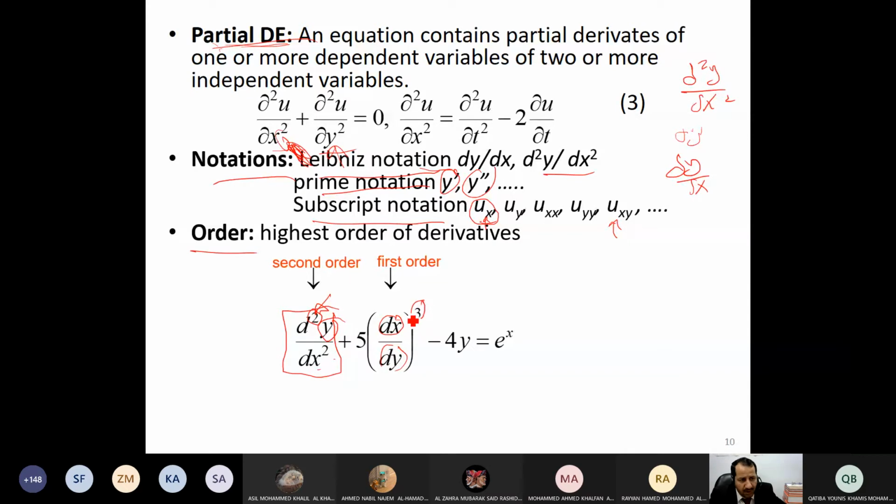Yes, you may say this is a power for the whole bracket. This doesn't mean this is the order. This is a power, but it is not the order. Order is how many times we differentiate. So this is the meaning of highest order, highest derivative order.